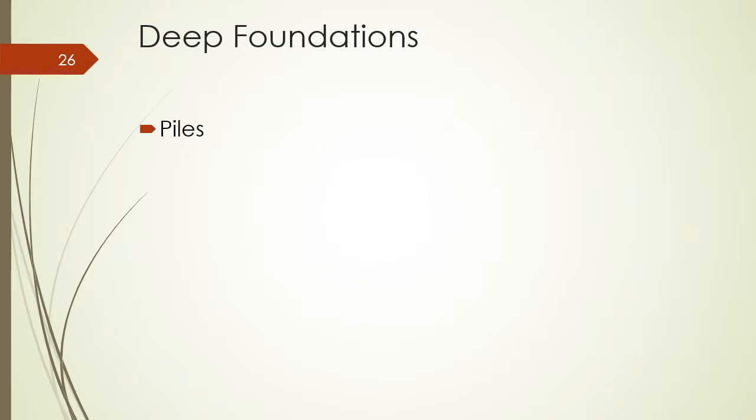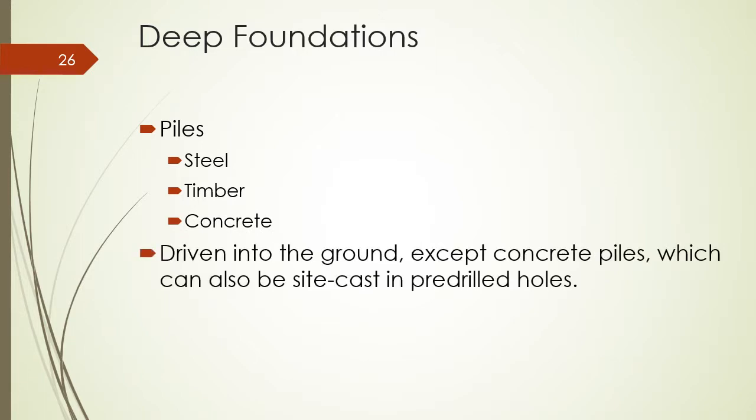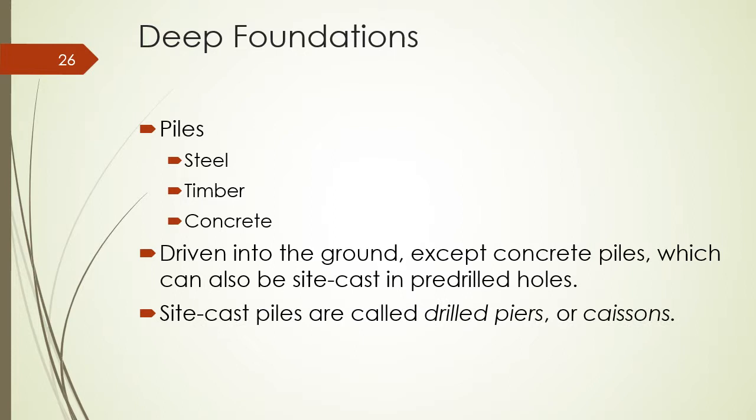Piles can be made of steel, timber, or concrete. Usually they're driven into the ground, except for concrete piles, which are usually site cast. And if they're site cast, they will be called a drilled pier or a caisson. The material that gets used is going to depend upon availability, cost, soil, environment, load, installation equipment.